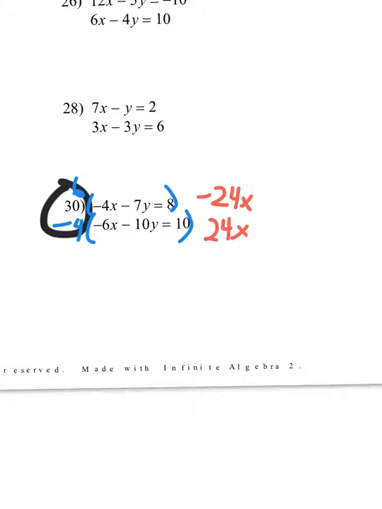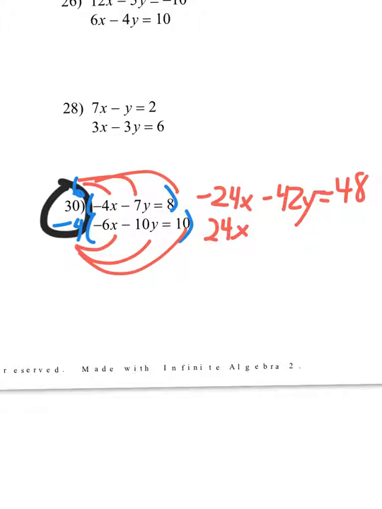So we have 6 times my negative 4x is negative 24x. 6 times negative 7y is negative 42y. 6 times 8 on the other side of the equal sign is 48. Down below, we're multiplying by negative 4, so I'm going to distribute that to my whole equation. So I get positive 24x, then negative 4 times negative 10y is positive 40y, and negative 4 times positive 10 on the other side of the equals is negative 40. I am now set up for elimination.